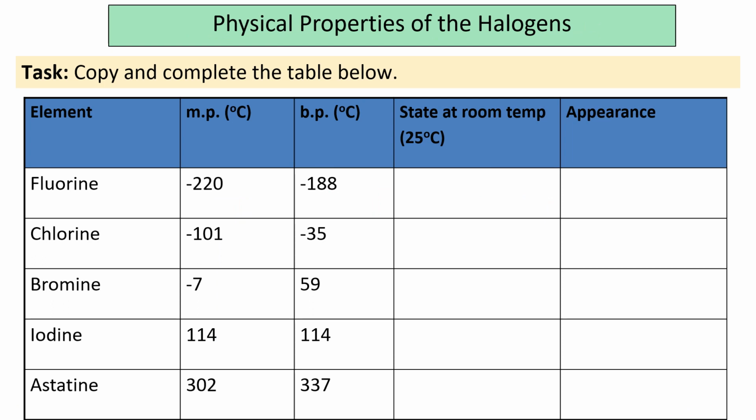Copy and complete the table below of the different halogen elements, including their melting points and boiling points. And using the same technique as shown on water, have a go at working out what its state is at room temperature. Pause the video now and I will go through the answers on each of the next slides.